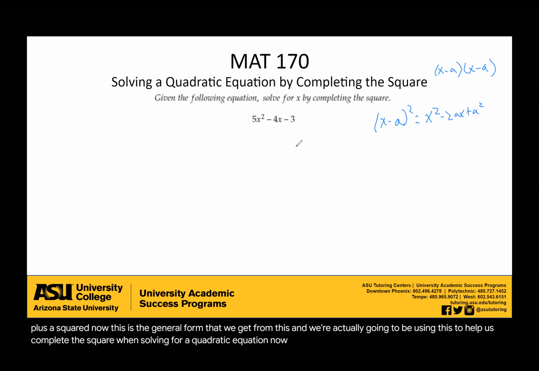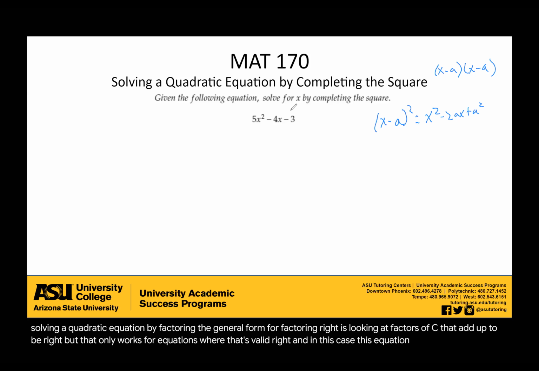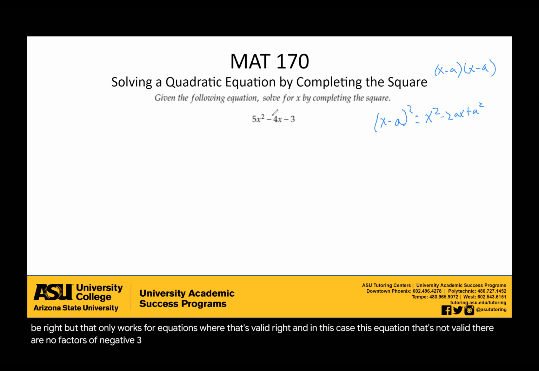Now, if you recall from a different concept session called solving a quadratic equation by factoring, the general form for factoring is looking at factors of c that add up to b, right? But that only works for equations where that's valid. And in this case, that's not valid. There are no factors of -3 that add up to -4. So whenever that's the case, one way to solve an equation like that is by completing the square.